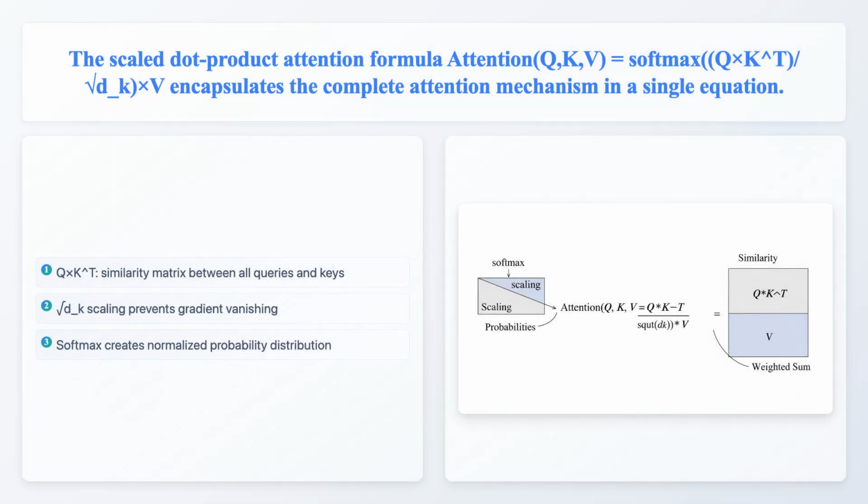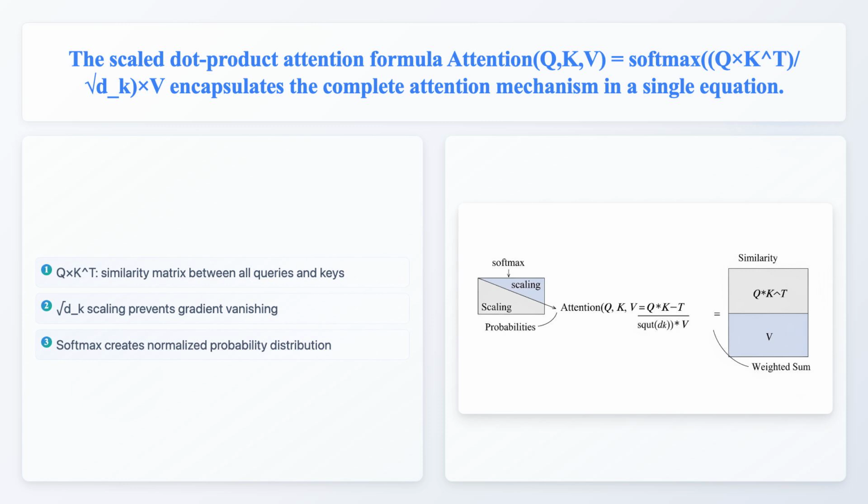Here is the equation that powers modern AI. Attention(Q, K, V) = softmax(QK^T / √d_k)V. This single formula encapsulates everything we've discussed. Let's deconstruct each component. QK^T computes the dot product between every query and every key, creating a matrix of similarity scores. The transpose operation ensures proper matrix dimensions. We're comparing each query against all keys.